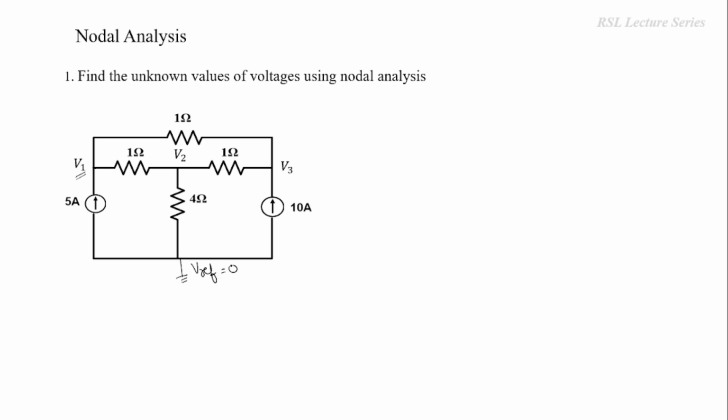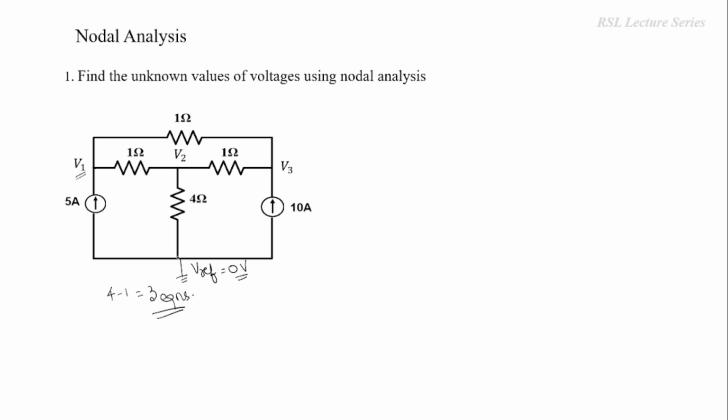In general, in the reference node we have 0 voltage. If we have n number of nodes, then we have to write down n minus 1 equations. Here n includes the reference node also. So here we have 1, 2, 3, and including the reference we have 4 nodes. So 4 minus 1 equals 3, and we have to write down 3 equations.